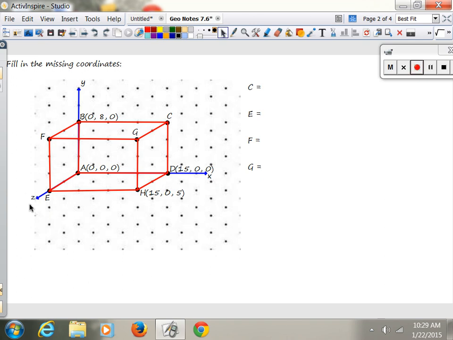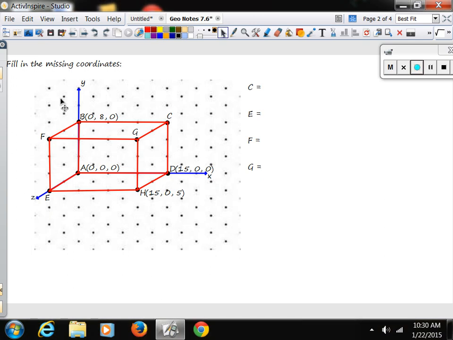And this paper that I'm using, this dot paper, it's called isometric dot paper. So on the last one and on this one, it just helps you draw in objects that make it look three-dimensional.